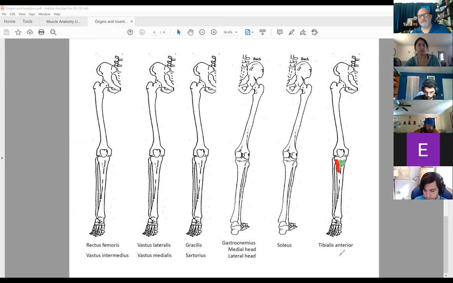Medial cuneiform and first metatarsal. And not just the medial cuneiform and the first metatarsal, but on the under surface, the inferior surface of those, on the underside. So notice basically what our tibialis anterior does is it starts lateral and basically wraps around the front of the leg and comes up underneath.